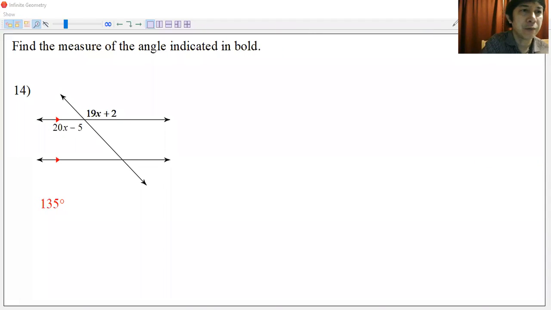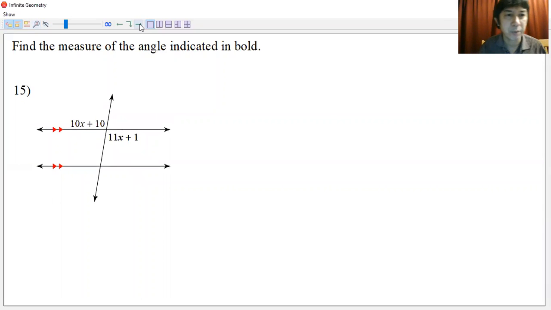Okay, here's number 15. By looking at the diagram, it looks like another vertical angle pair, and this angle must be equal to this angle. Again, definition of vertical angles. This is an angle pair, two non-adjacent angles formed by two intersecting lines. So that will be the definition of vertical angles.